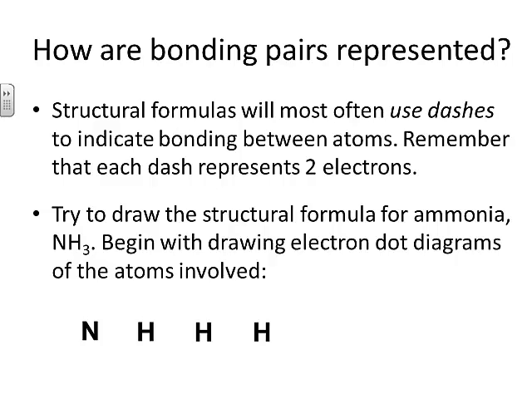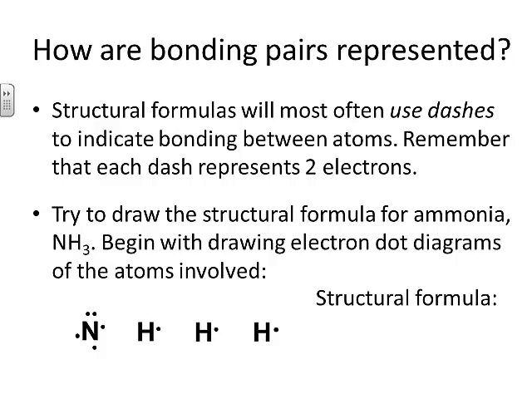Let's try to draw the structural formula for ammonia, which is NH3. We begin with drawing electron dot diagrams of the atoms involved. We have nitrogen and 3 hydrogens. We put the dots around nitrogen, and there are 5 there, and each hydrogen is going to have 1 valence electron. Now, as we try to connect these together, each hydrogen can only bond 1 time, so we wouldn't have them bonding to each other because then they couldn't join with the rest of the atoms.